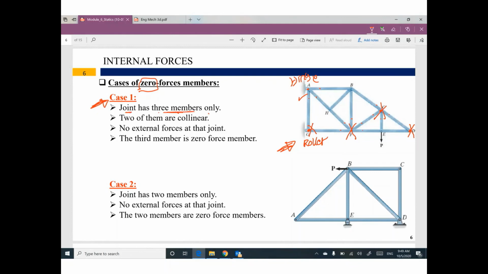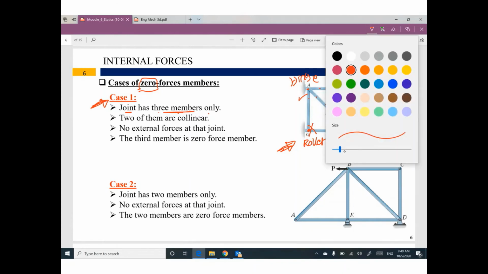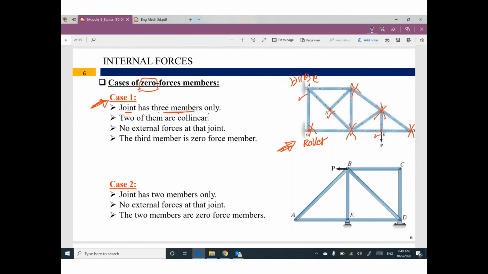How many members at this joint? 1, 2, 3. Probably. How many members? 1, 2, 3. Probably. How many members? 1, 2, 3, 4. Forget it. So we have 3 expected location. This one, or this one, or this one. Any questions so far?